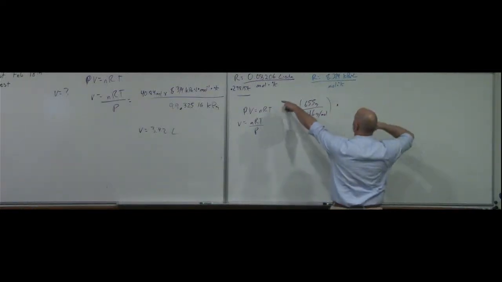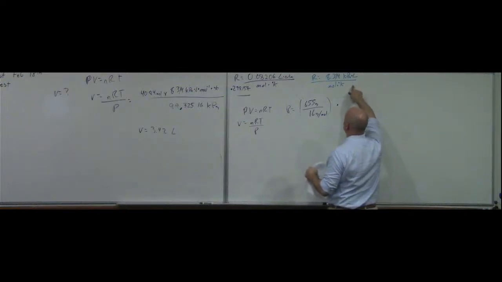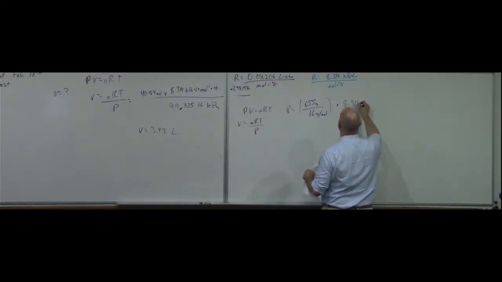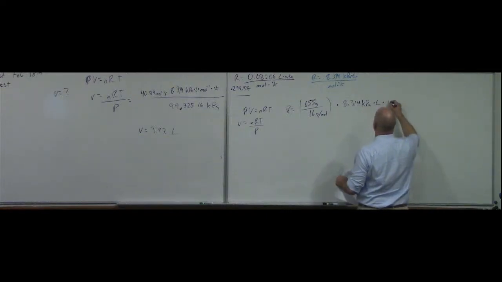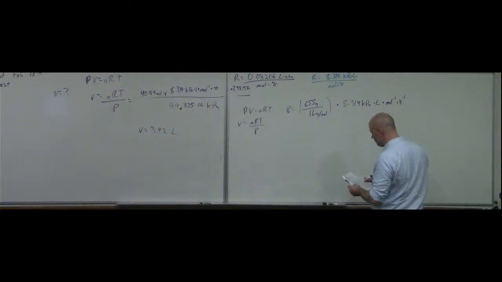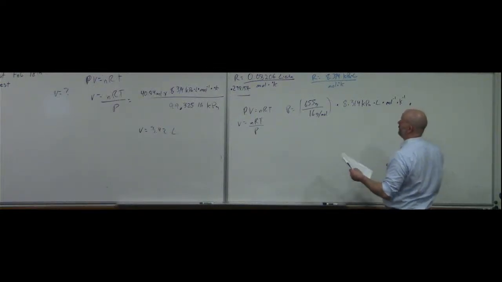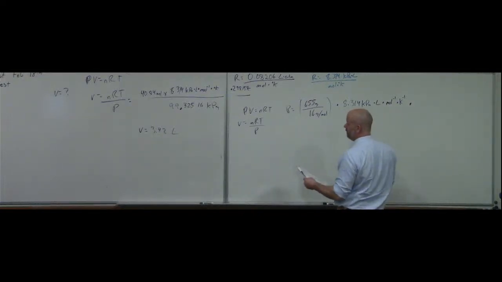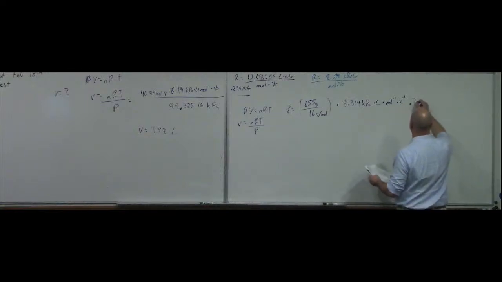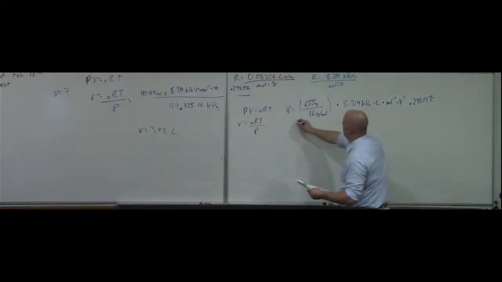Times the ideal gas constant, which one did you like? This one? Okay, so 8.314 kilopascals times liters times moles to the -1 times Kelvin, right? Times our temperature, which has to be in Kelvin. 298.15 degrees Kelvin, right? All of that is on top.